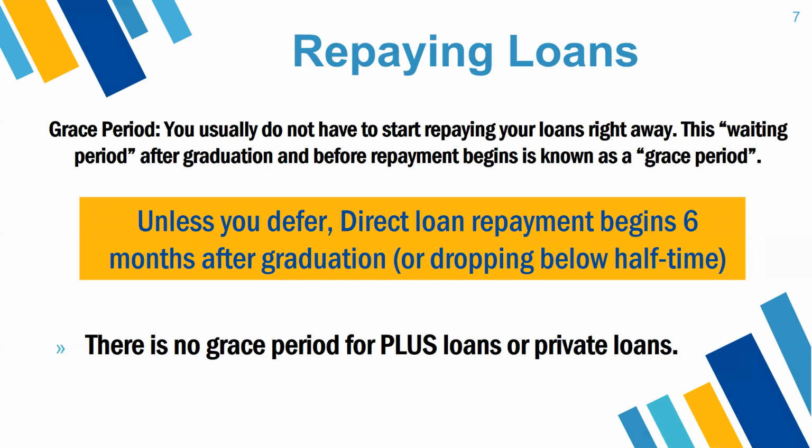In terms of repaying loans, there usually is a grace period, especially with federal loans. You typically have 6 months to find a job after graduating, or 6 months after dropping below half-time, before you need to start making payments. This is what is known as the grace period.